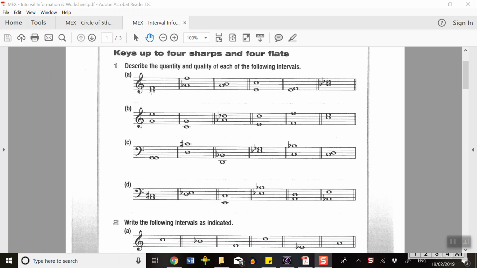So we need to count from the bottom note. This is D, E, F. So that was 3 letter names, so it's a third. Write 3 in there. And then once you've written that in for however many you want to do, you need to work out the quality.